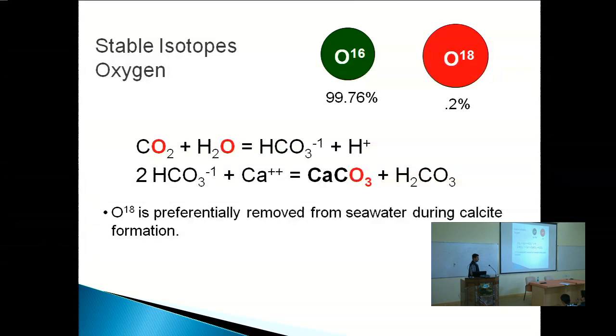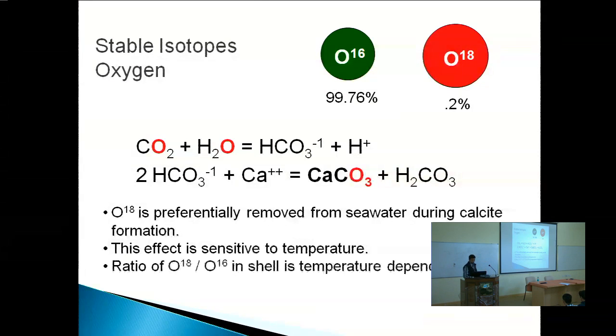Because O18 is heavier, it has the tendency to be preferred in the formation of calcium carbonate. It does some kind of partitioning, what you know as a partition function. And this effect of partitioning is sensitive to temperature. So if that is true, then the ratio of O18 to O16 in any kind of material like shell or speleothems is temperature dependent. And this is the work which was done way back in the 1950s by a person called Urey.